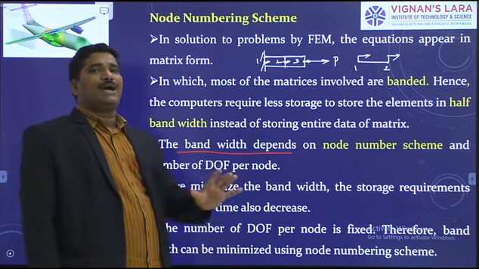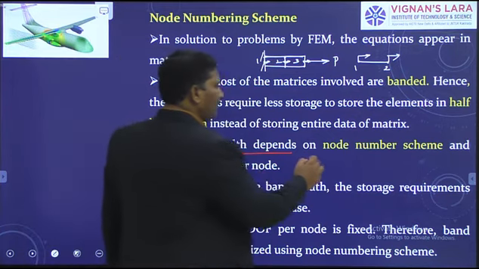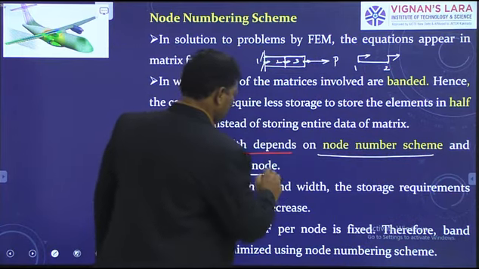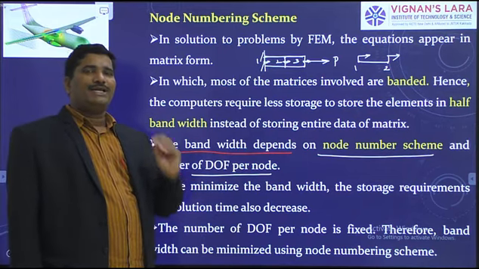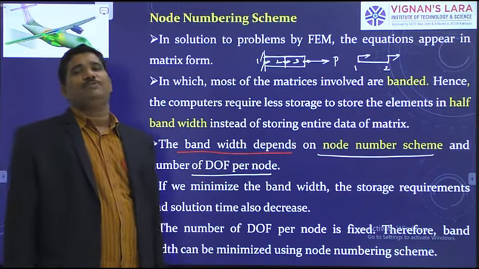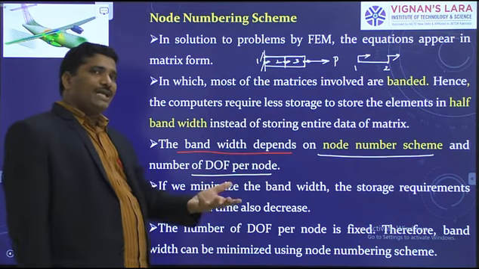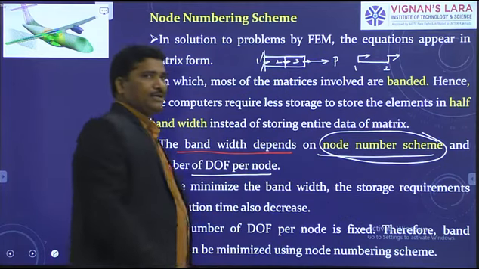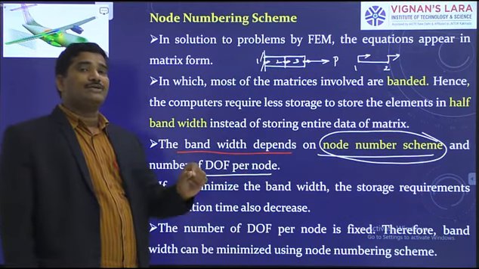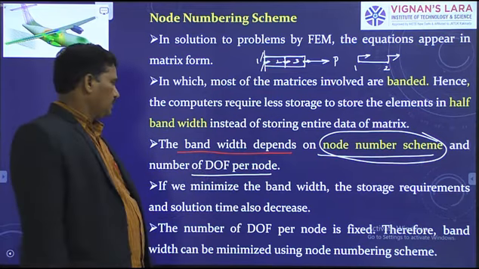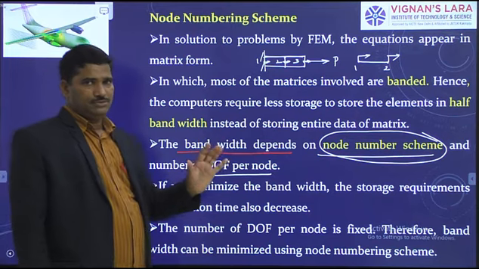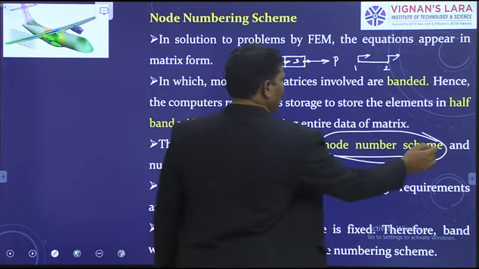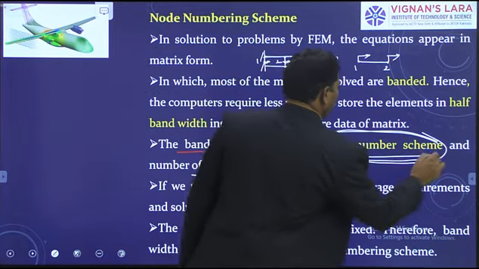The bandwidth of the matrix depends on the node numbering scheme and the degrees of freedom at each node. But the degrees of freedom at each node do not change. That is the problem. So what is there in your hands? The node numbering scheme. How you number the nodes is very, very important. Numbering should be done to all the nodes carefully. Degrees of freedom per node do not change. It is not in your hands. What is in your hands is the node numbering scheme. You have to number all the nodes carefully.